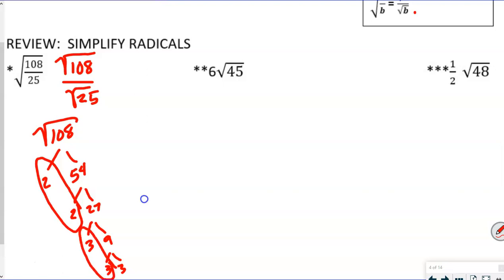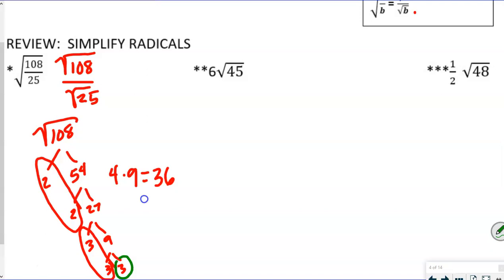right there, right? So what is 2 times 2? Yes, it's 4. And what is 3 times 3? That's 9. So that's 36. Y'all see that? That's a perfect square, right? And then what do we have left over? We have this little 3 down here left over. Y'all see that? So, and we've factored everything, okay?